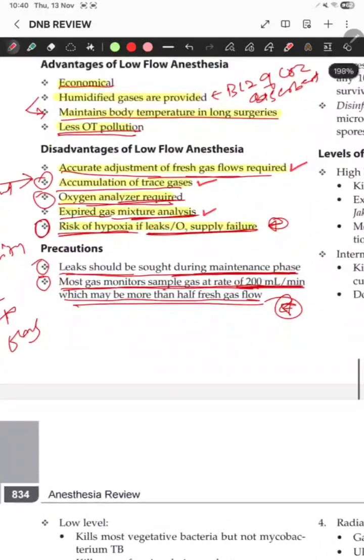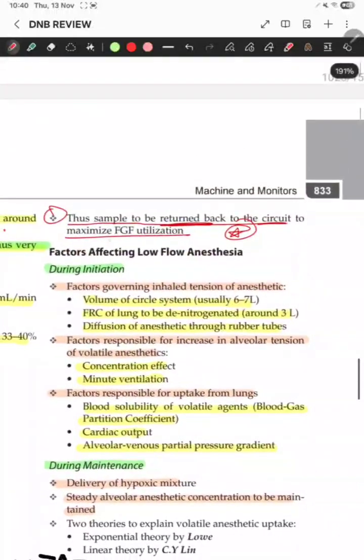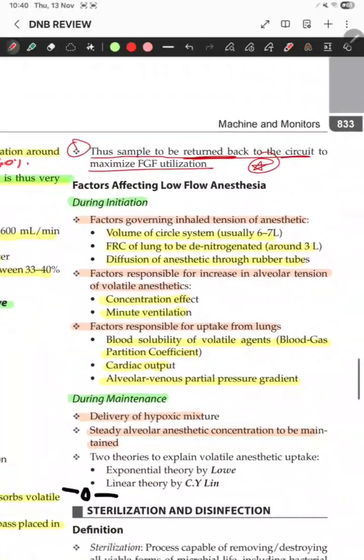What precautions to take? Leak should be sought during maintenance phase. Most gas monitors sample gas at rate of 200 ml per minute, which may be more than half fresh gas flow. The sample to be returned back to the circuit to maximize fresh gas flow utilization.